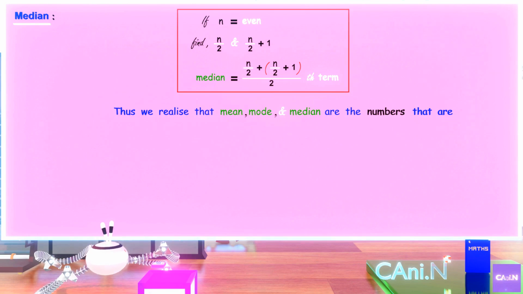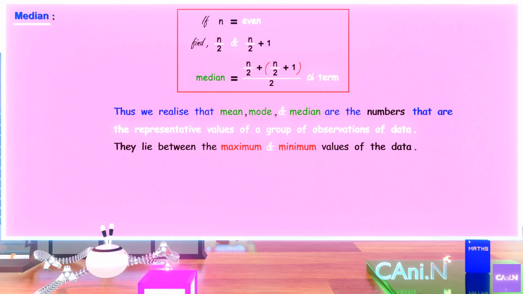Thus we realize that mean, mode, and median are the numbers that are the representative values of a group of observations of data. They lie between the maximum and minimum values of the data. They are also called the measures of the central tendency.